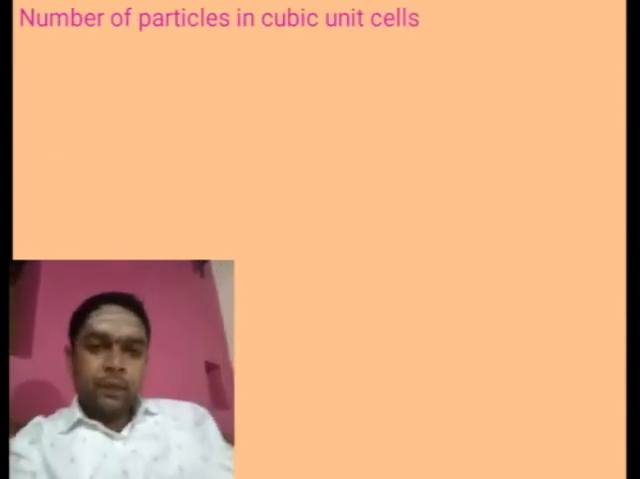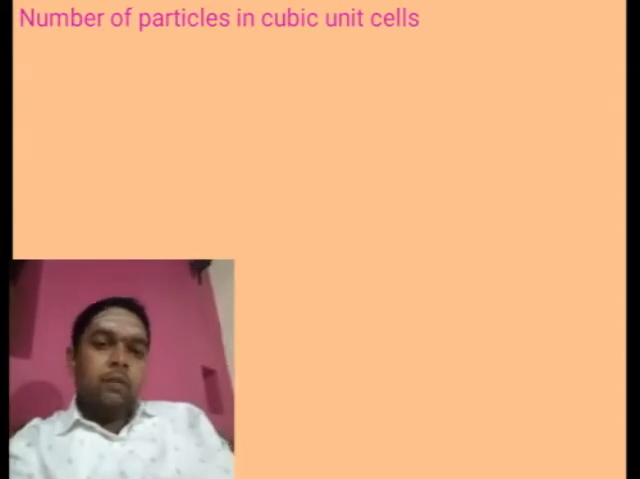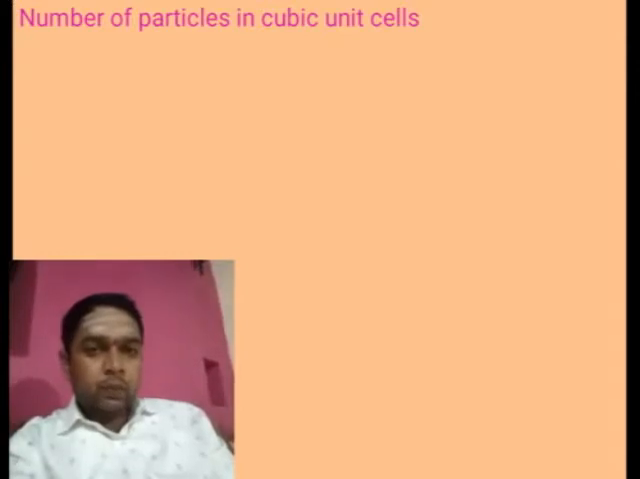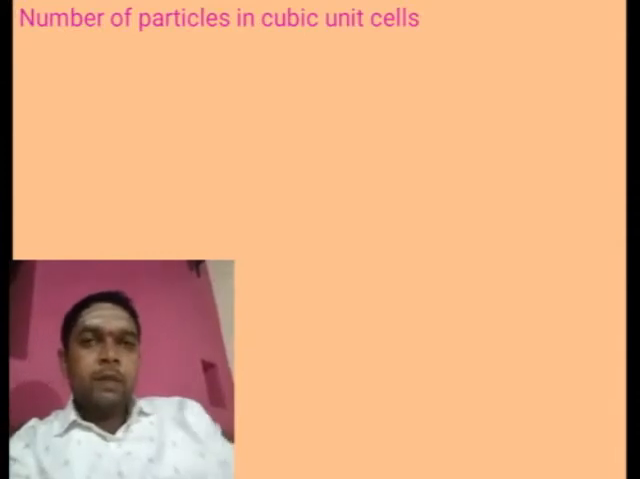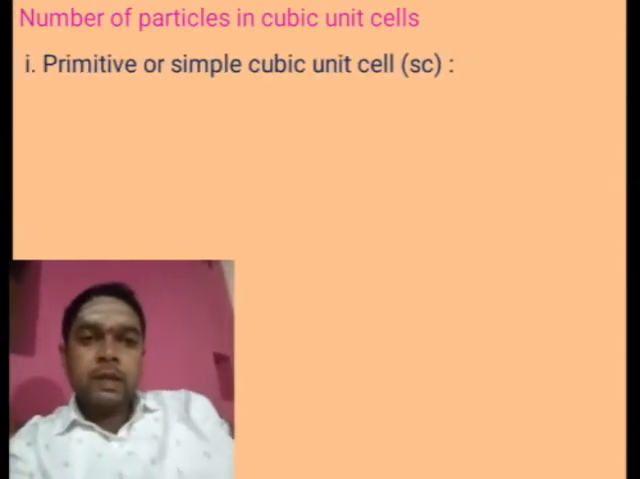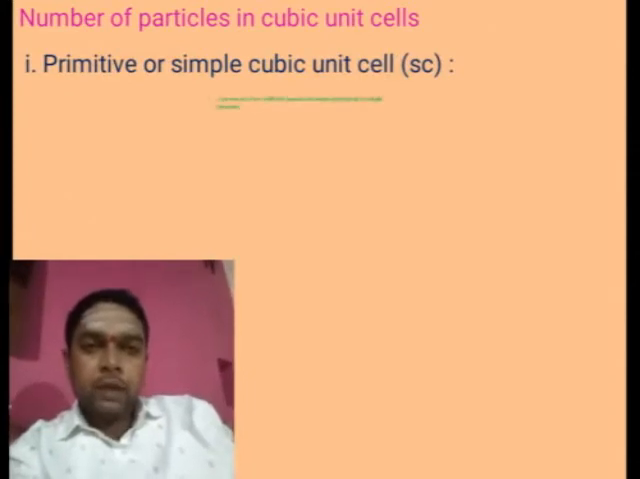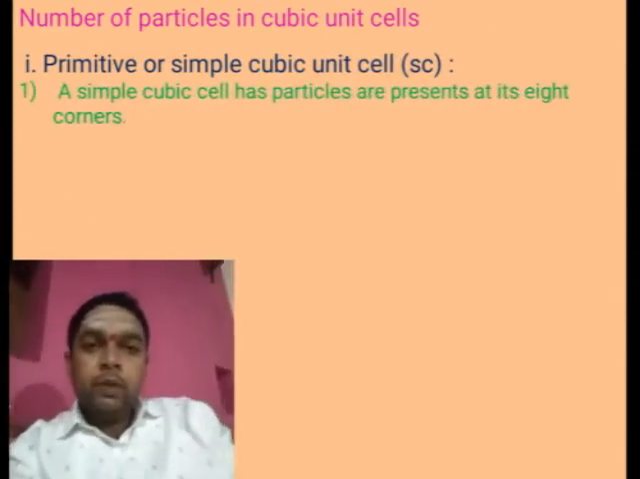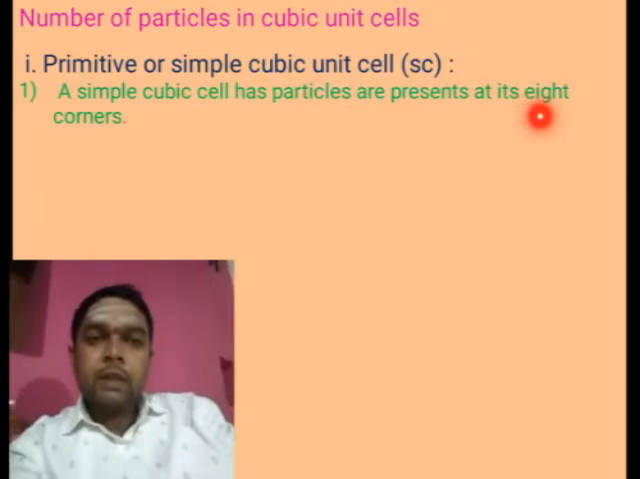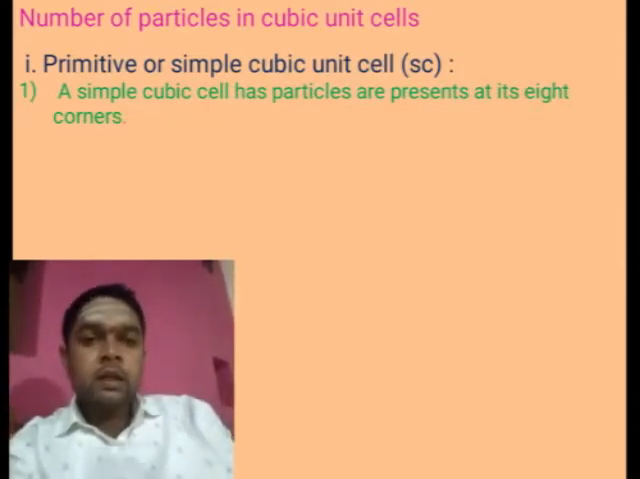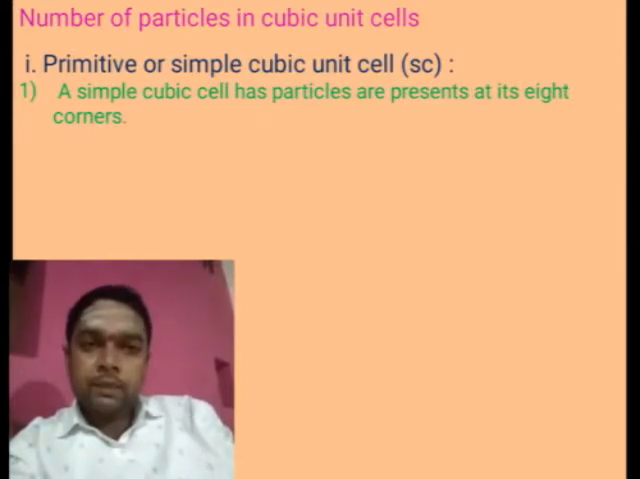Now, the number of particles present in a cubic unit cell. In our syllabus, only the simple or primitive unit cell and the body-centered cubic unit cell are included. The first part is the primitive or simple unit cell. A simple cubic unit cell has particles present at the 8 corners.